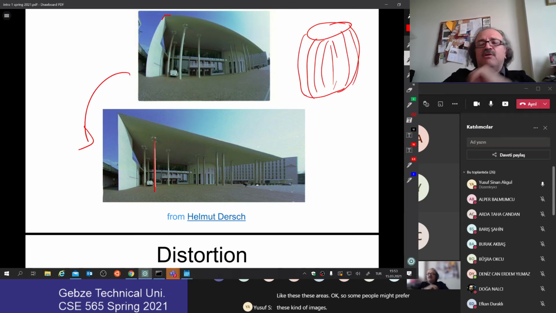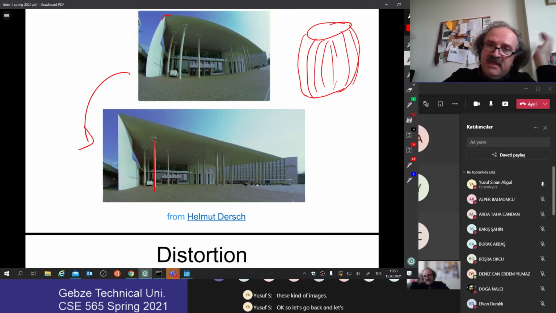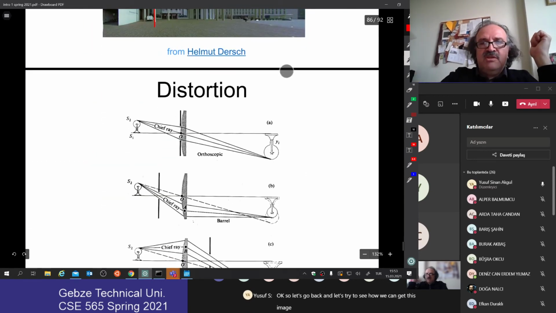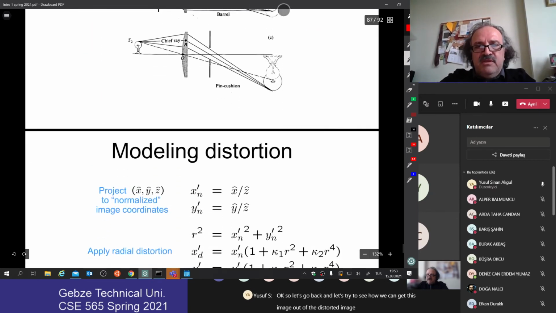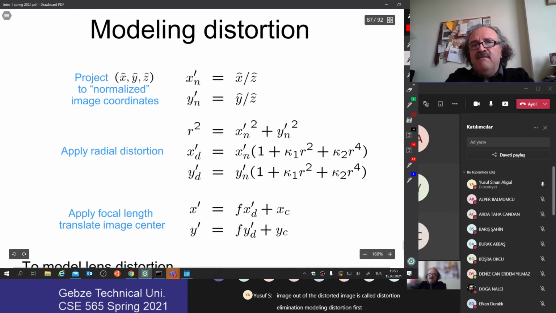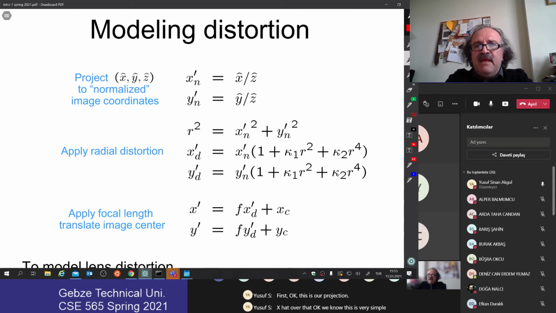So let's go back and see how we can get this image out of the distorted image. It's called distortion elimination, modeling distortion. First, this is our projection: X hat over Z hat. We know this is a very simple projection.